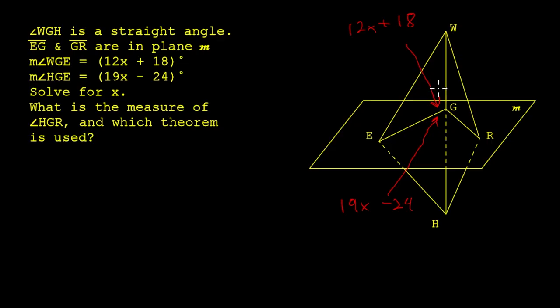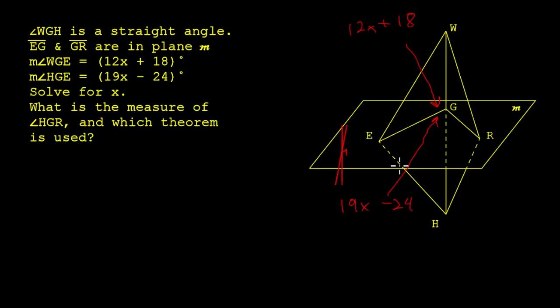You might be tempted just to set this angle measure equal to this angle measure. You don't want to do that because we're not guaranteed that WH is perpendicular to plane M. Let's say we have a line that we know is perpendicular to plane M. What's to say another one is like that and it's not just slightly off kilter?